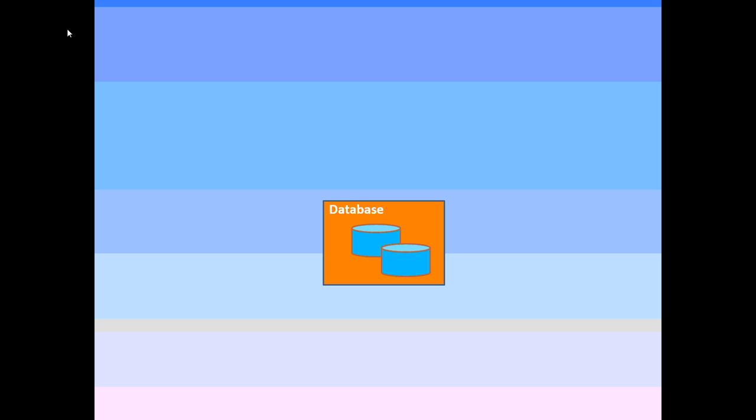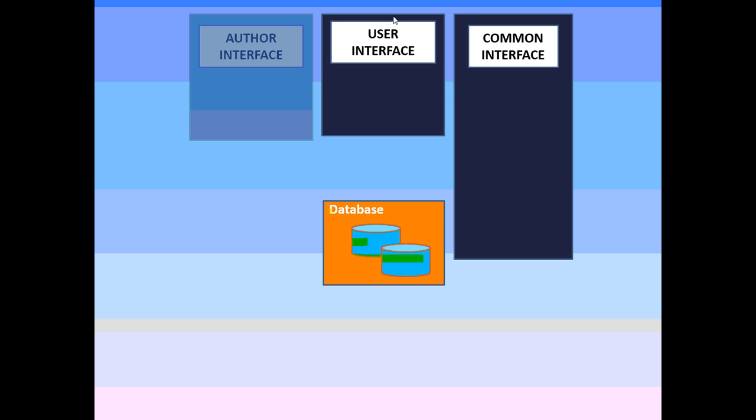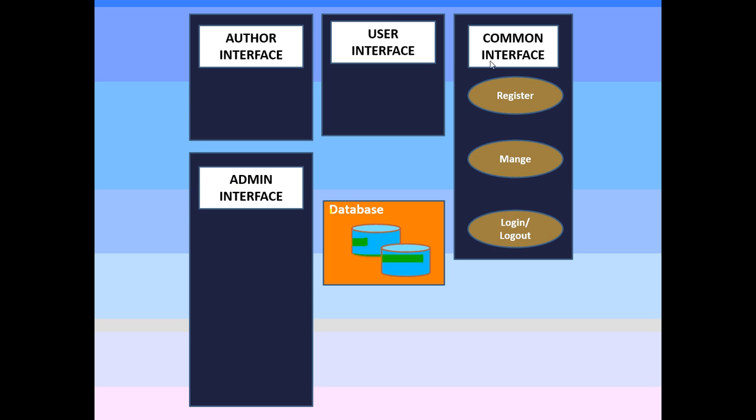Now let us see the data flow diagram. We will be maintaining a database for sure, because we need to store some user information along with the first name, last name, and something else like that. We'll have a common interface, along with the user interface, author interface, and admin interface. The common interface has the components for registration, managing the profile, and then login and logout from the project.